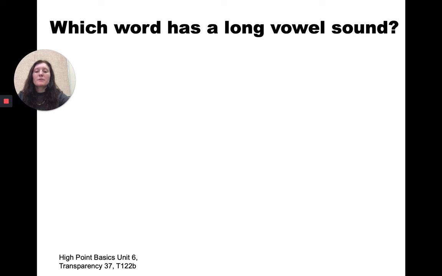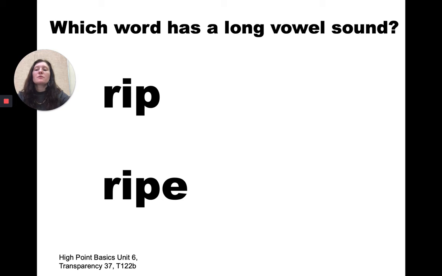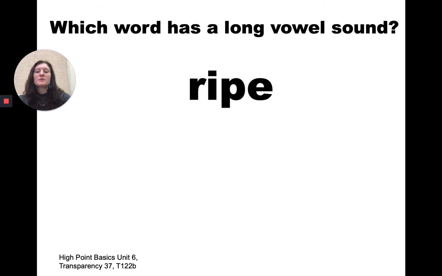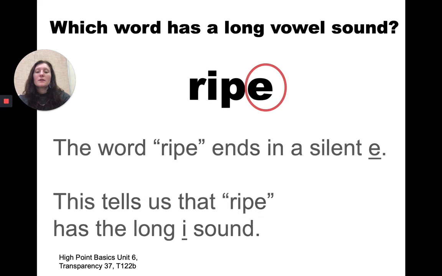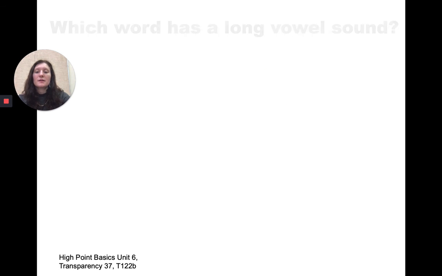All right, let's try another one. So again, we're working with the long vowel sound. So we have the word rip or the word ripe. So remembering back to what our rule was for the long vowel sound, we know that the word ripe is going to be our word to pick. Again, it ends with the silent E, and our other vowel that we see in the middle of the word is I. So we know that ripe is going to have the long I sound in it.